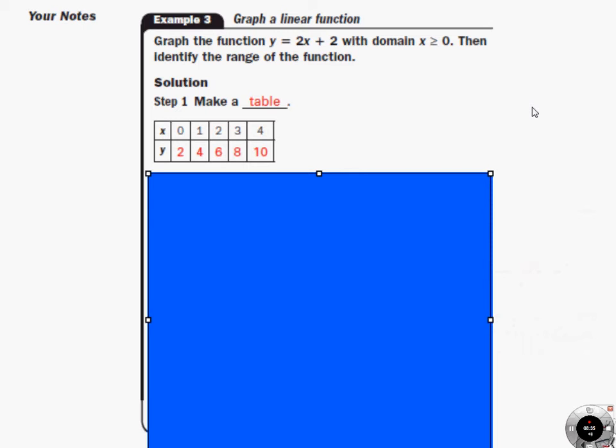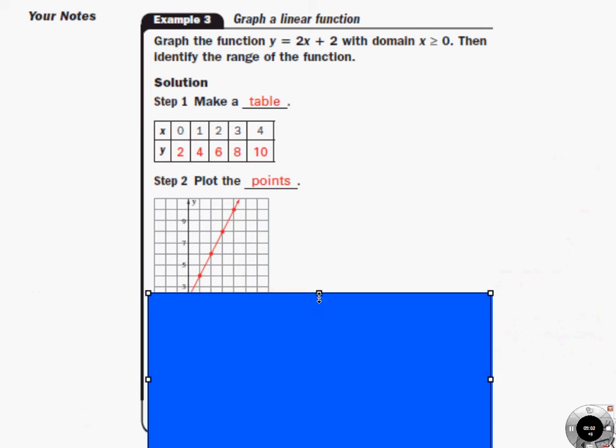But we need to be more strategic in the values that we choose for x now. Because the domain is x greater than or equal to 0, that means that our values should include 0 and then any value greater than 0. So in this situation, I chose 0, 1, 2, 3, and 4. And when x is 0, y equals 2. When x is 1, y equals 4, and so on and so forth.